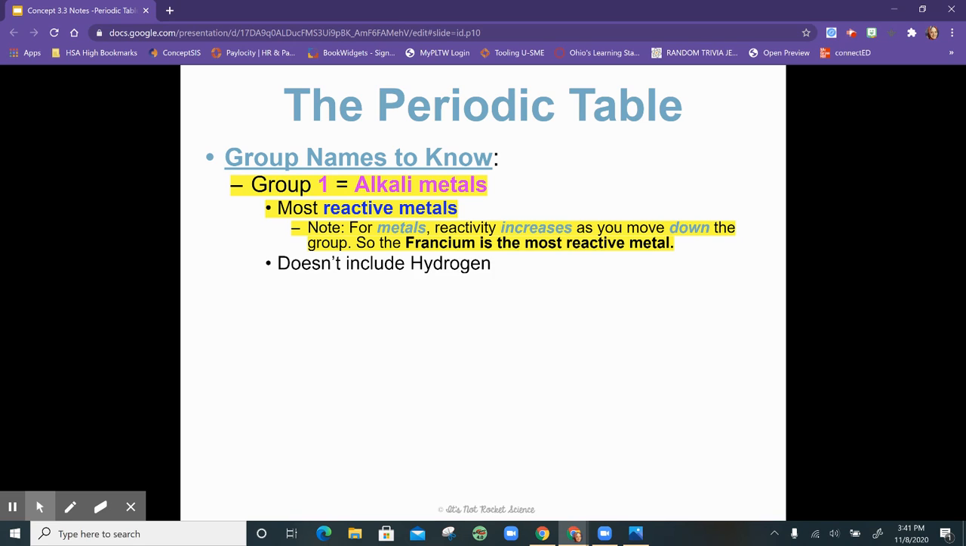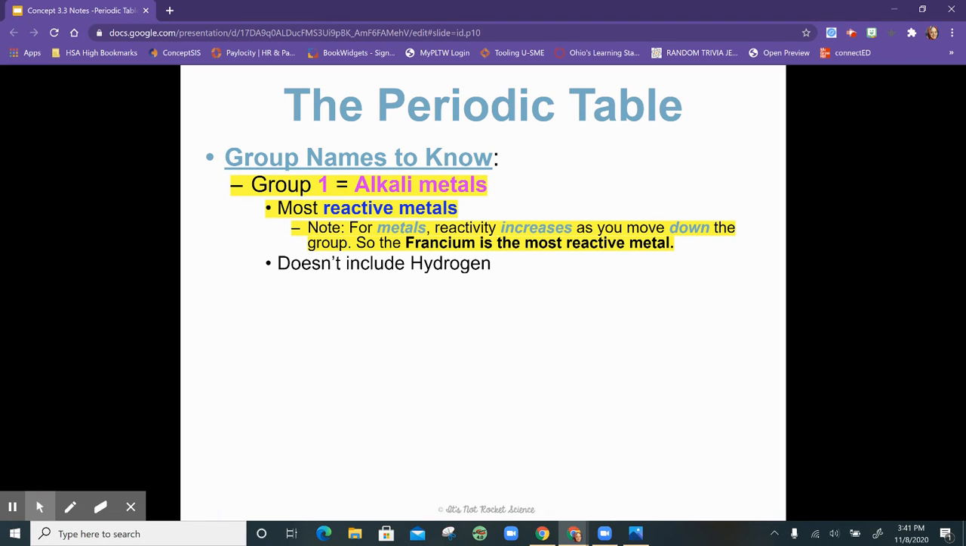So, group names to know. Group 1 is called alkali metals. They are the most reactive metals. For metals, reactivity increases as you go down the group. So the last element in group 1 is francium. Francium is the most reactive metal because reactivity increases as you go down the group. This is for group 1 alkali metals and other types of metals, but francium is the most reactive metal among all the metals.